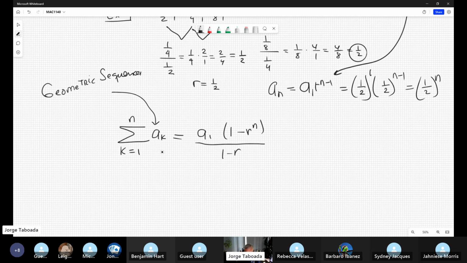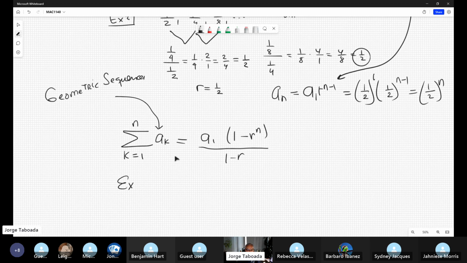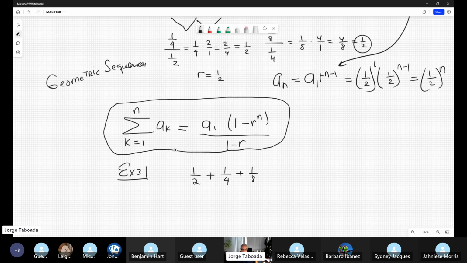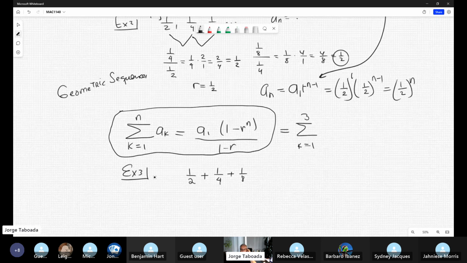Suppose one elementary example, the number 3. Suppose that you are adding 1/2 plus 1/4 plus 1/8. Three guys, because I want to verify that formula. My goal now is verification. This is a summation, only three elements, from k equals 1 to 3 of the expression, which by the way is the same expression that we found before: 1/2 plus 1/4 plus 1/8. I know that the formula is 1/2 raised to the n power, or k power, because the index variable is k.